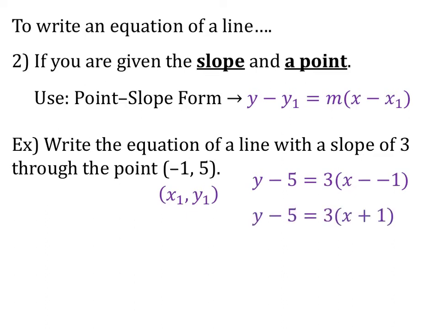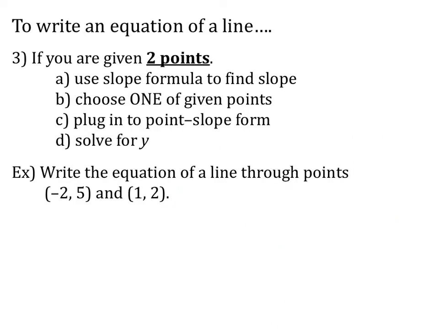Now we know if we have minus a negative, that's the same thing as plus a positive. So y minus 5 equals 3 times x plus 1. Next, I need to distribute my 3. So y minus 5 equals 3x plus 3. Then when I add 5 to both sides, I get y equals 3x plus 8, which is our final answer. And last, if you are given just 2 points, there's a process you need to go through.